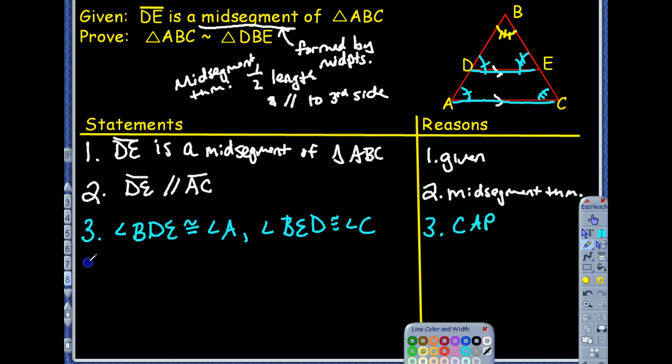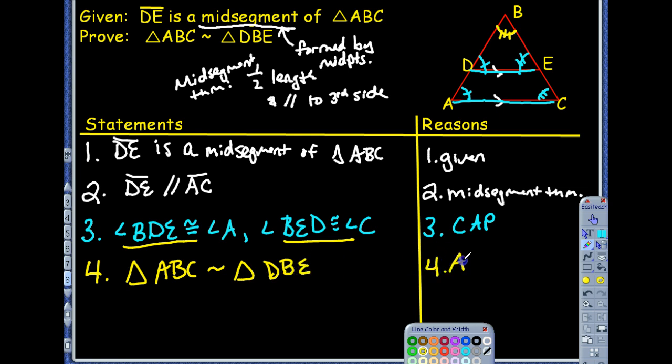That's right. So let's end the proof. See, that wasn't bad. Two sets of congruent angles, so we know that triangle ABC is similar to triangle DBE, and that's because of angle-angle similarity.